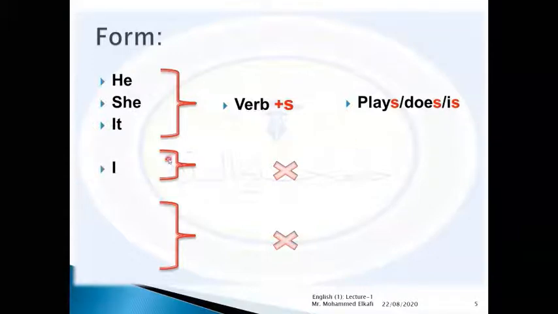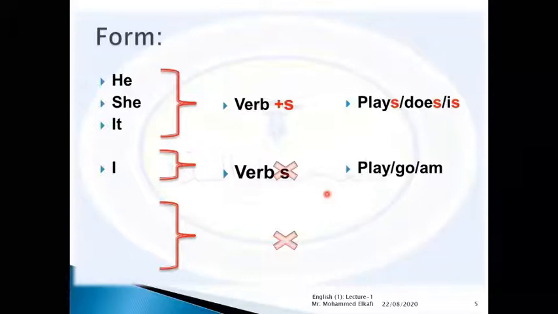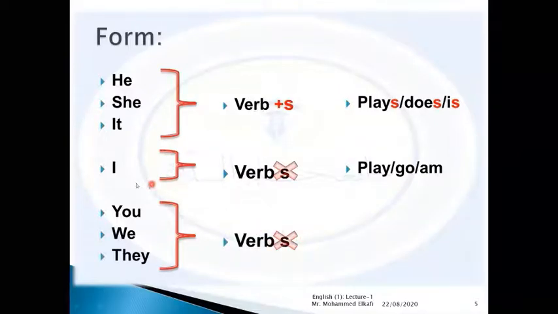For the subjective pronoun I, we use a verb without s. So we use the verb without adding s to the form of the verb. So we'll say I play, I go, and I am. For you, we, and they, we use also verb without s. So here we use verb without s with I and you and we and they. So we can say for this form, you play, we play, and they play. Or even you do, we do, and they do. Or even you are, we are, and they are.